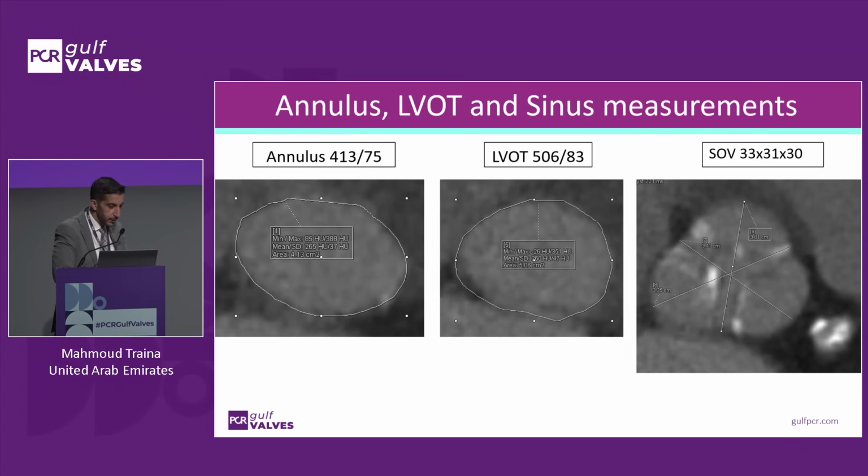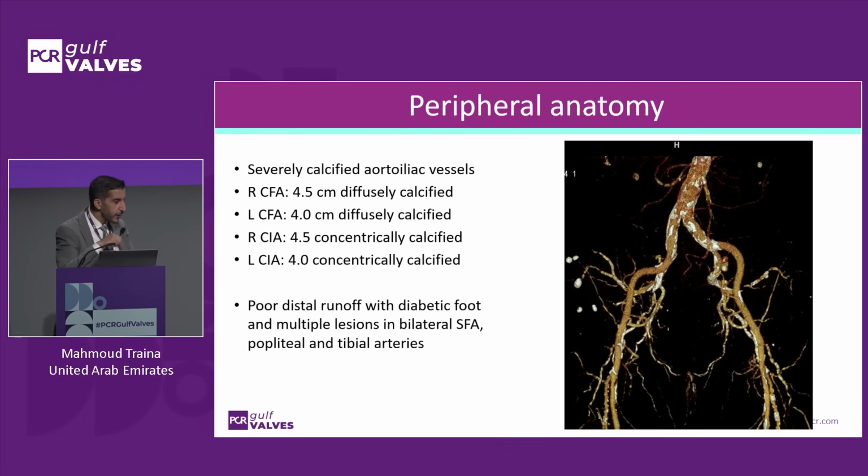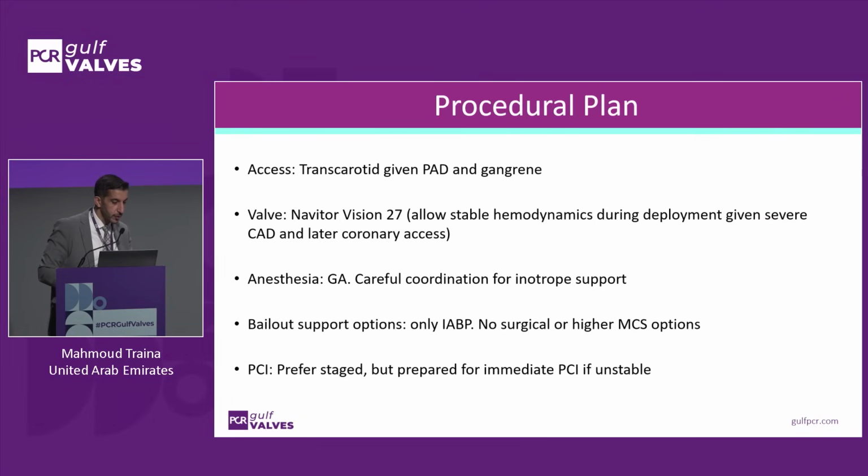Annulus measures 75 in the perimeter, 413 in the area. LVOT was fine, good sinuses in terms of their size. STJ was a good size, calcified but good size, and good coronary heights. Peripheral anatomy wasn't critical, so it wasn't as bad as Hatem's case, a horrible peripheral anatomy case, but it is pretty diseased, and there's a lot of distal runoff, and the concern was about going femoral with his distal vascular disease and already has gangrene, is to further compromise the feet, and so we decided to go transcarotid in this case. Valve choice, we decided to go with the Navitor, with a 27 Navitor.